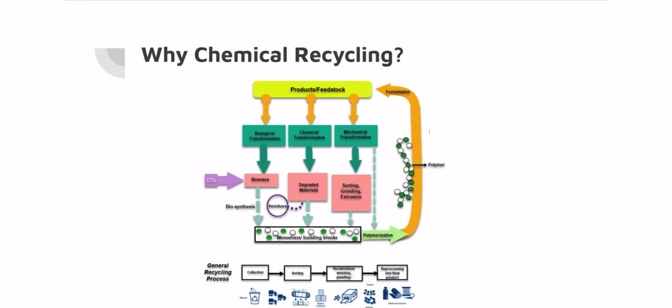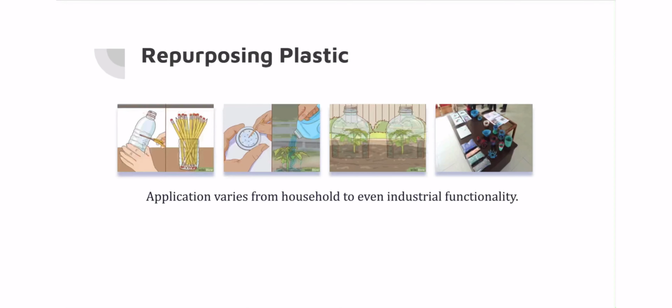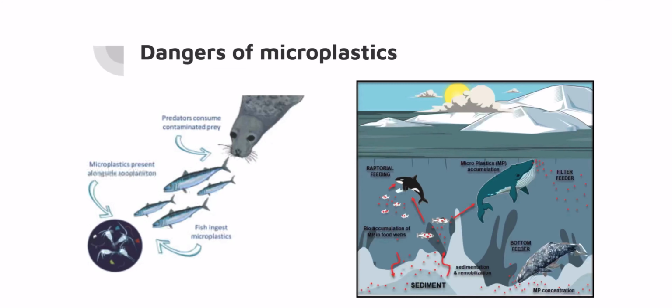Chemical recycling is the best option out of the three because it breaks plastic down to the molecular level and is a faster process than its counterparts. Along with recycling, it is helpful to repurpose old plastics into functional items. However, some plastics are non-recyclable or non-repurposable, which brings us to the topic of microplastics.